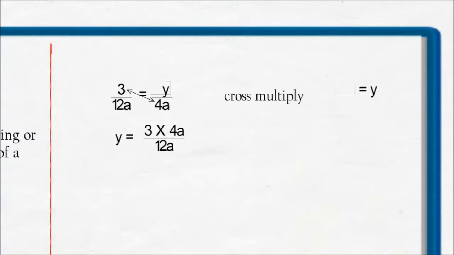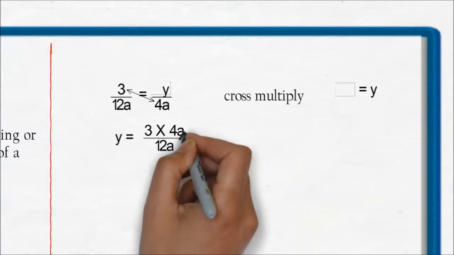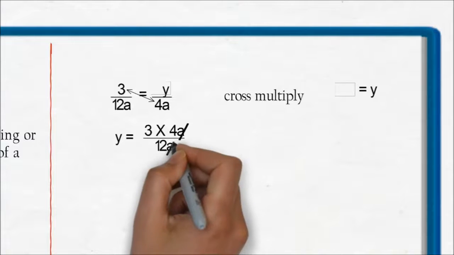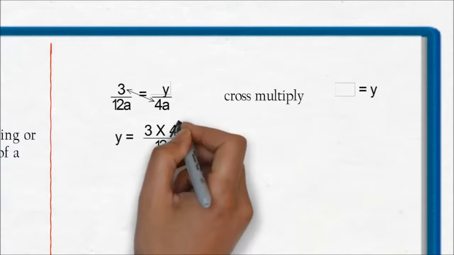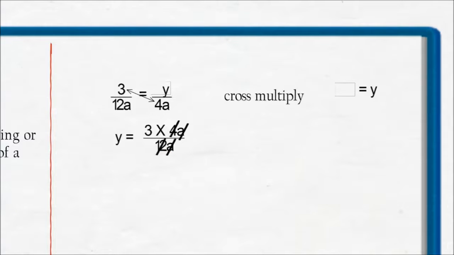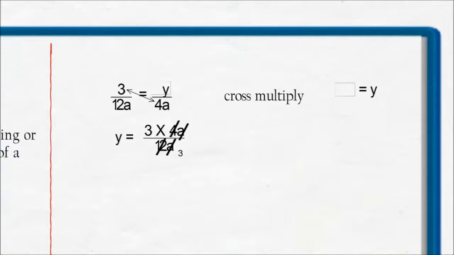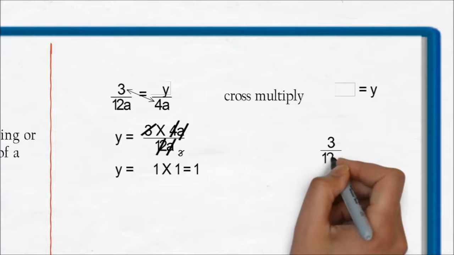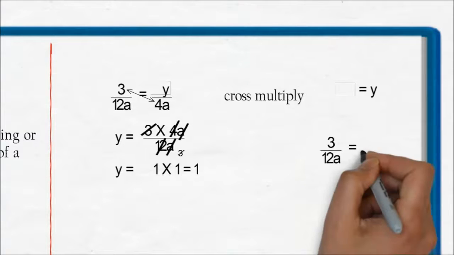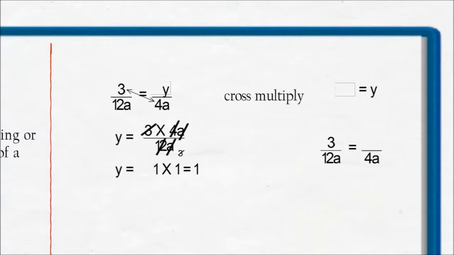So we have a at the numerator and we have a at the denominator. So a will divide a. Then 4 divides 1. 4 will divide 12 to give us 3. 3 will divide 3, 1, and 3 will divide 3 at the numerator, 1. So we're left with 1 multiplied by 1. Therefore y is equal to 1. So it means that our equivalent fraction is 3 over 12a equal to 1 over 4a.